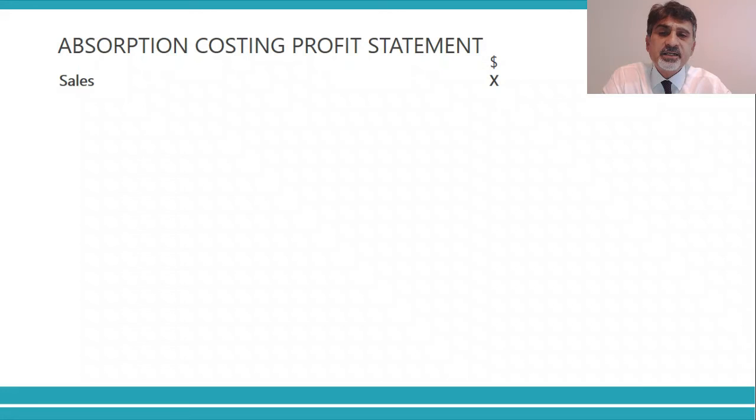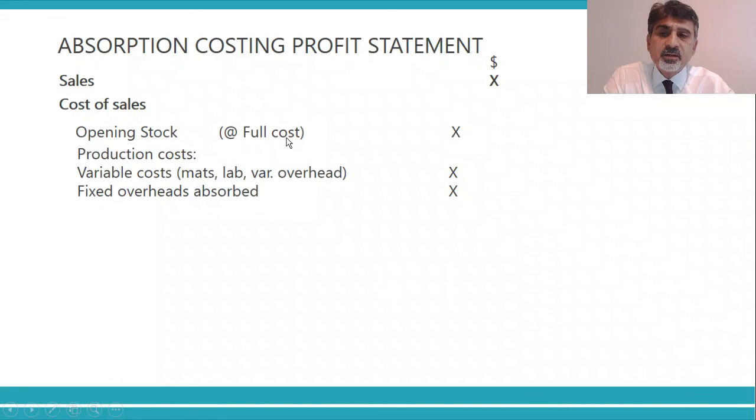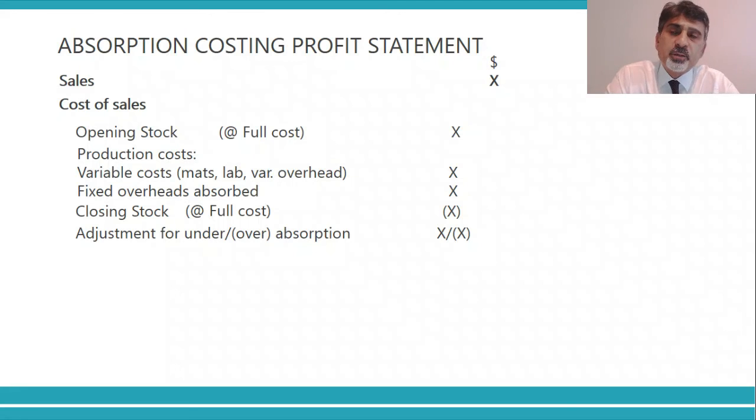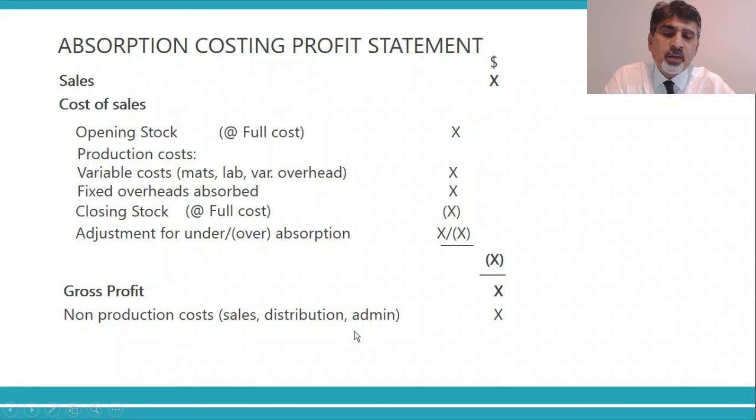Absorption costing profit, on the other hand, says sales, and then cost of sales: opening stock plus purchases, measured at full cost, which means with fixed overheads. Then you've got production cost, which is variable cost and also fixed overhead. This was not included in marginal cost; this we include here in fixed cost. And then you subtract closing stock, and then you do an adjustment for under or over absorption. If you remember, in the last chapter when we were doing absorption costing, we learned what under absorption and over absorption are. So you add or subtract under or over absorption, and what you get there is called your gross profit. And after gross profit you subtract your non-production costs and you get your pure profit, which is called net profit.